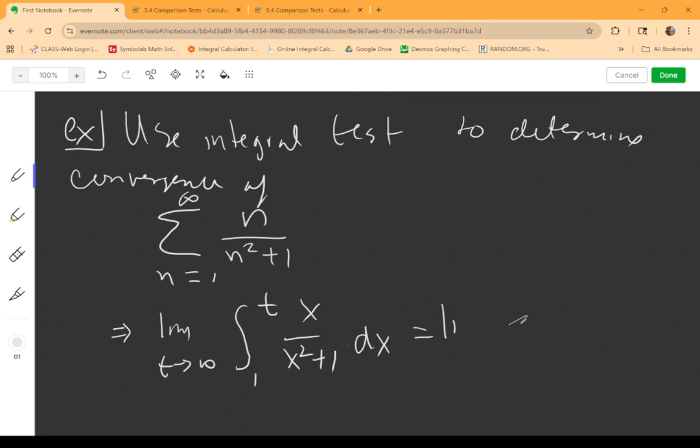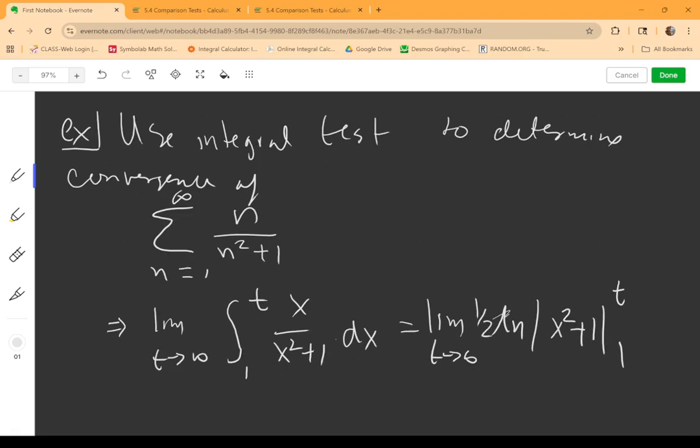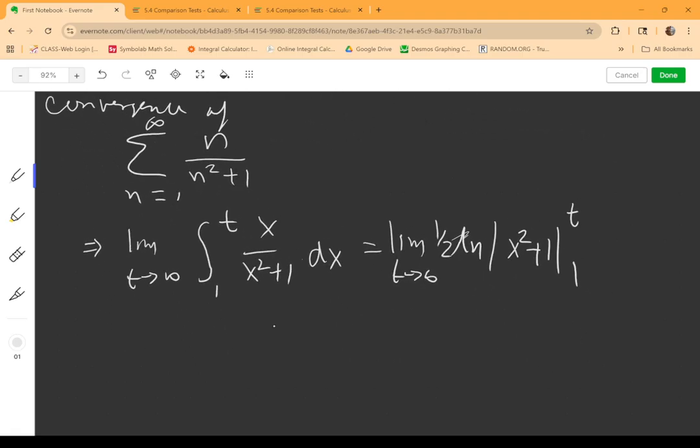So this is the limit as t goes to infinity of ln of x squared plus 1, evaluated at t and 1, and then we get the 1/2. Then this equals, taking the 1/2 outside the limit, ln of t squared plus 1 minus ln of 2. And the limit, of course, as t goes to infinity.